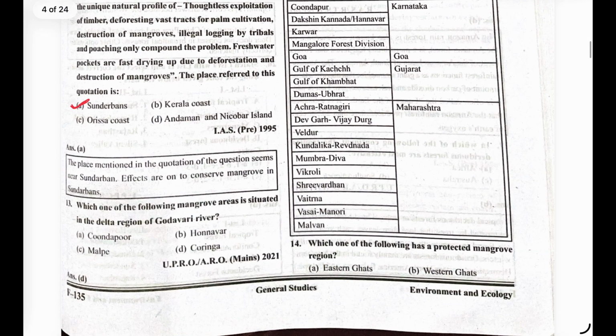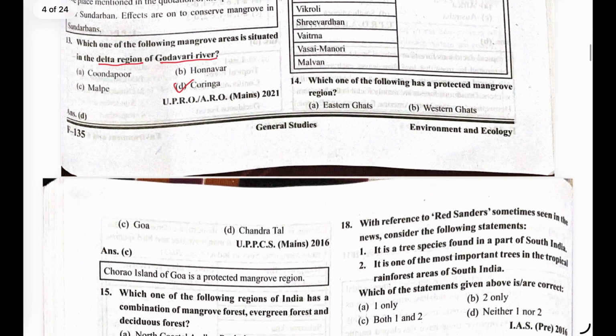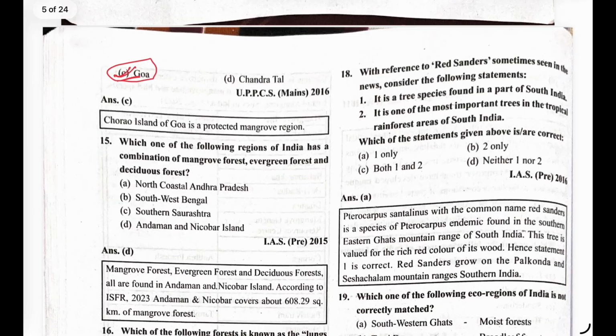Next one is, which one of the following mangrove areas is situated in the delta region of Godavari River? Delta region of which one? Godavari River. So that is Coringa. Next question. Which one of the following has a protected mangrove region? Which one is Goa? Point to be noted. Remember, protected mangrove region, Goa. What is the name of that island? Corjuem Island of Goa is a protected mangrove region.